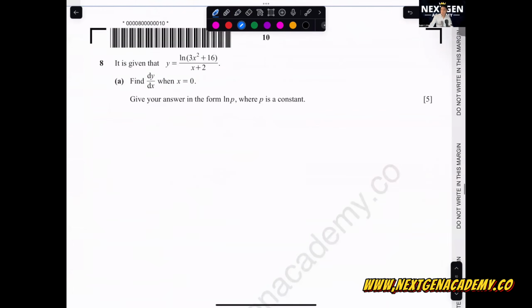Okay, let's go to number 8. We've got y is this equation. Find dy/dx when x equals 0. Give your answer in the form of ln p. Okay, first, this is a function over another function, so this will be a quotient rule. u equals ln(3x² + 16), v equals x + 2. u prime, when we differentiate this one, we will get f prime x over f x, so 6x over 3x² + 16. v prime is equal to 1.